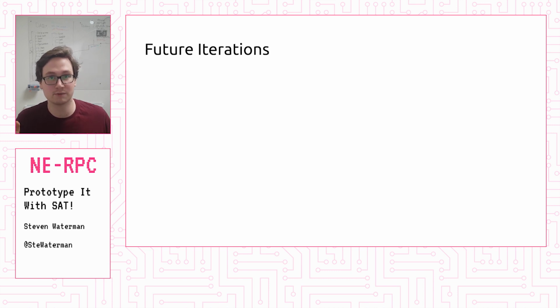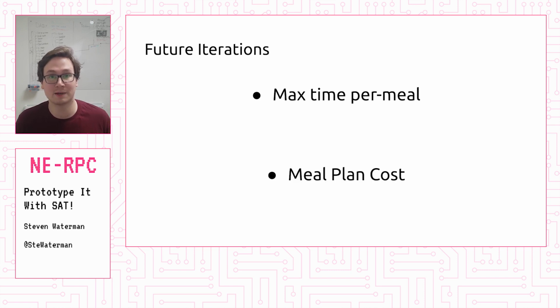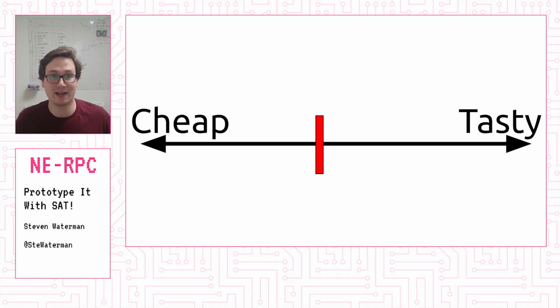For example, we could have set the max time on a per meal basis, or we could have considered the total cost of a meal plan. That second one is especially interesting, as it would mean adding a second component to our objective function. We could then let the user set a weight for each component, allowing them to generate cheap meal plans, tasty meal plans, or to prioritise somewhere in between.